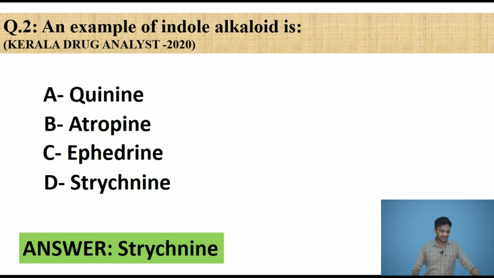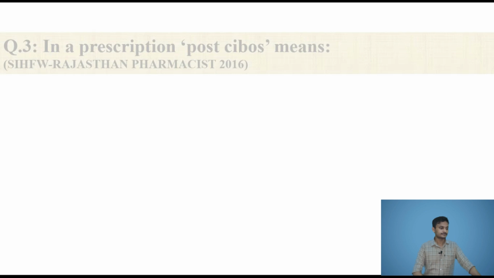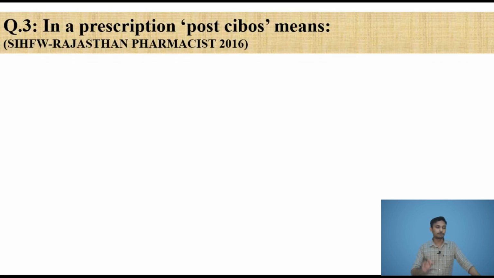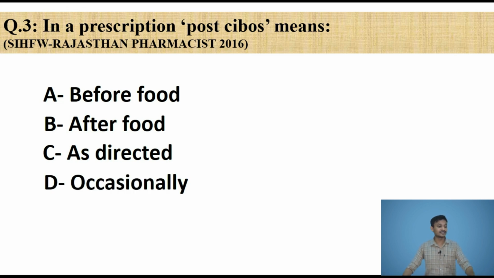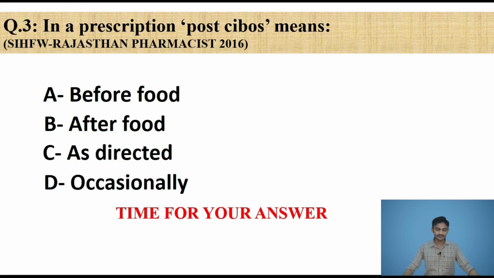Now we are moving to the next question, question number 3. In a prescription, post-cibos means. What do you mean by the Latin term post-cibos? Options are option A before food, option B after food, option C as directed, option D occasionally. So what is the correct answer? Write it as your answer.